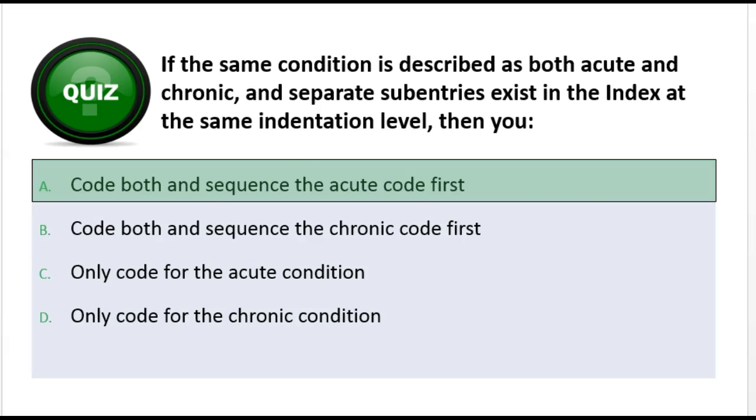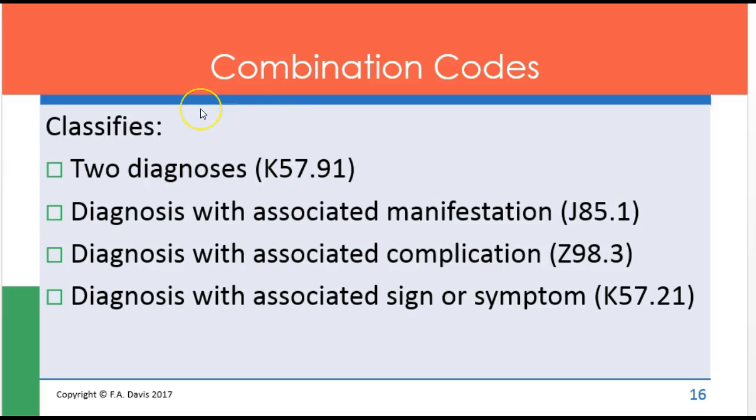All right, next we're going to look at combination codes. A combination code is where there's one code that encompasses more than one thing. So you could have a situation where you have one code that includes two diagnoses. So for example, if you look up K57.91, this includes diverticulosis and bleeding.